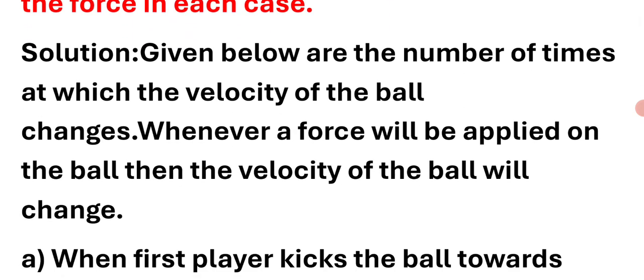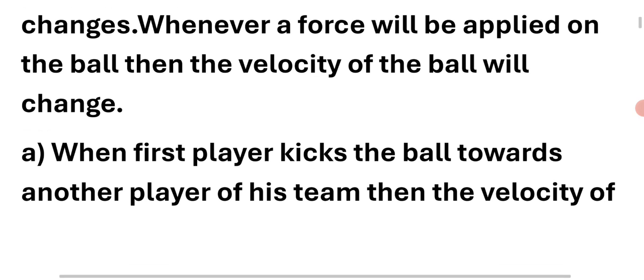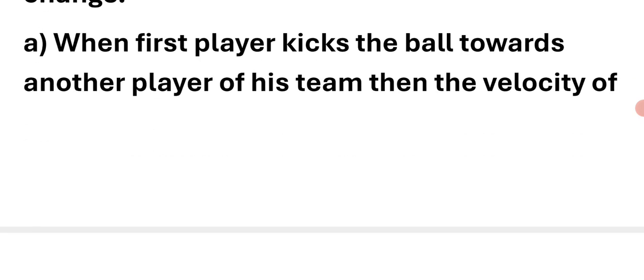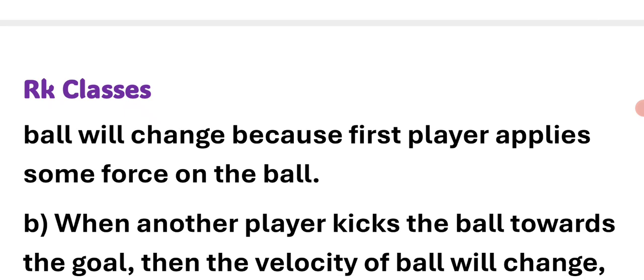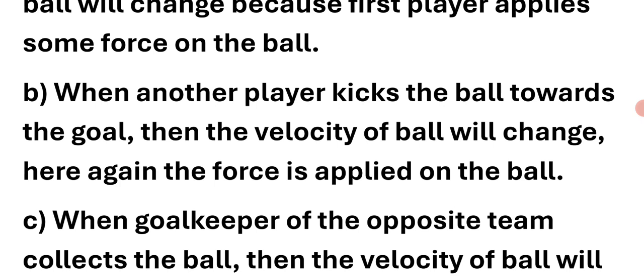Right answer, given below are the number of times at which the velocity of the ball changes. Whenever a force is applied on the ball, the velocity of the ball will change. First answer, when the first player kicks the ball towards another player of his team, the velocity of the ball will change because the first player applies some force on the ball. Second answer, when another player kicks the ball towards the goal, the velocity of the ball will change. Here again the force is applied on the ball.